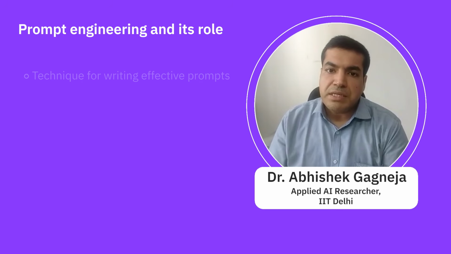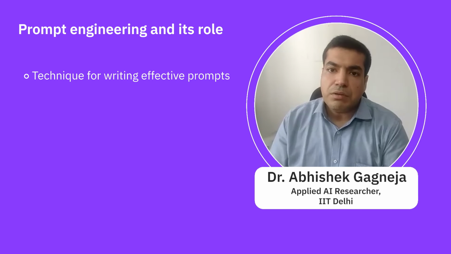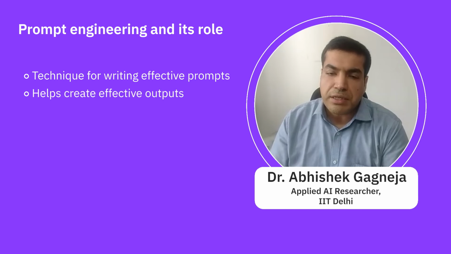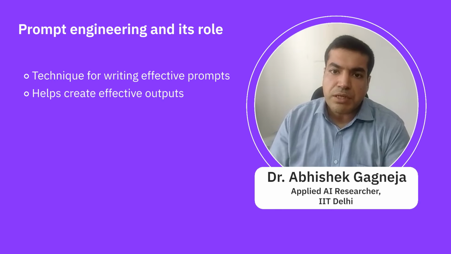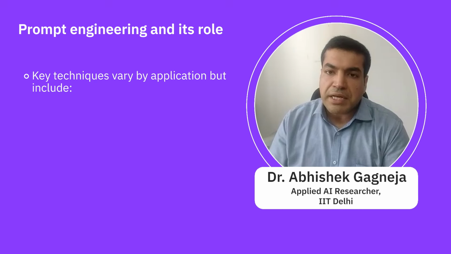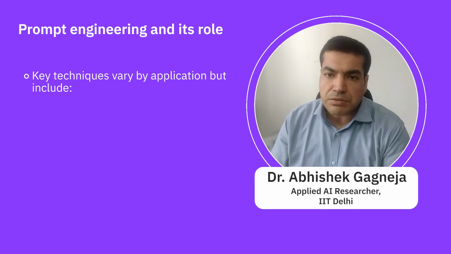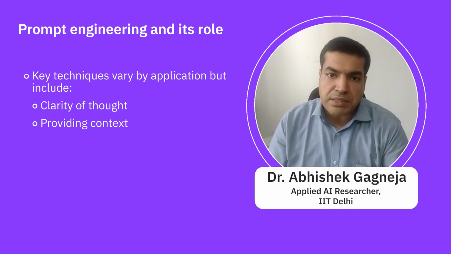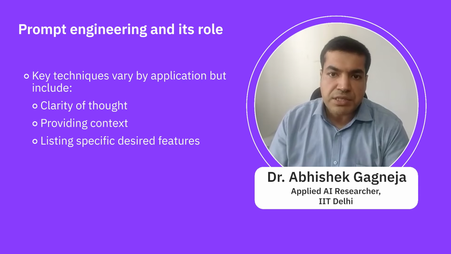Prompt engineering basically is the technique of writing good or effective prompts, which the model will be able to use to create effective outputs, that is, consistent and prominent outputs. The techniques that are usually in place for prompt engineering are with respect to the application that you use. But the basic things are there. You have to have the clarity of thought, the context, and list out the particular features that you want from it.